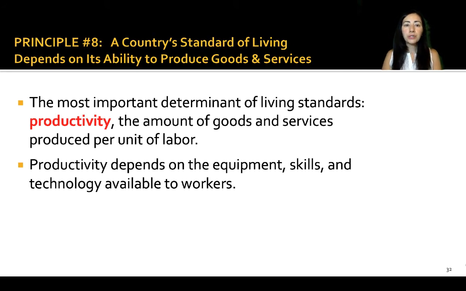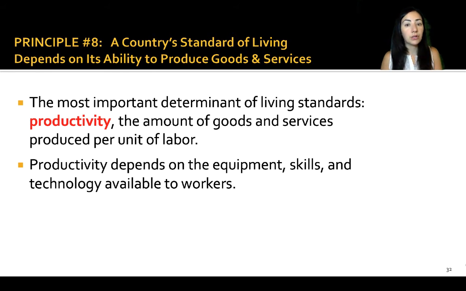So, produce goods and services. The most important determinant of living standards is productivity. And this is the amount of goods and services produced per unit of labor. Productivity depends on equipment, skills, and technology available to workers. So in the United States, we have incredibly high productivity, along with countries like Japan and Germany that also have very, very high levels of productivity.